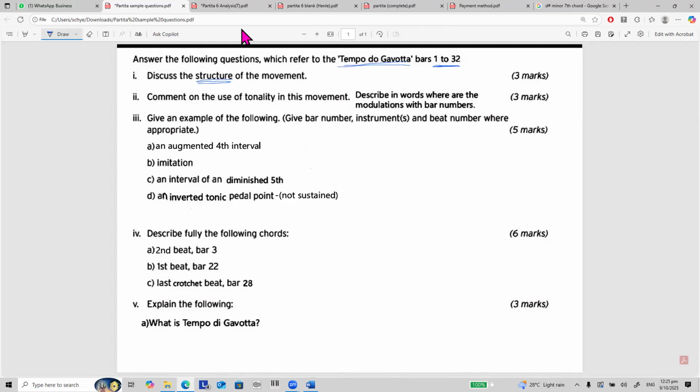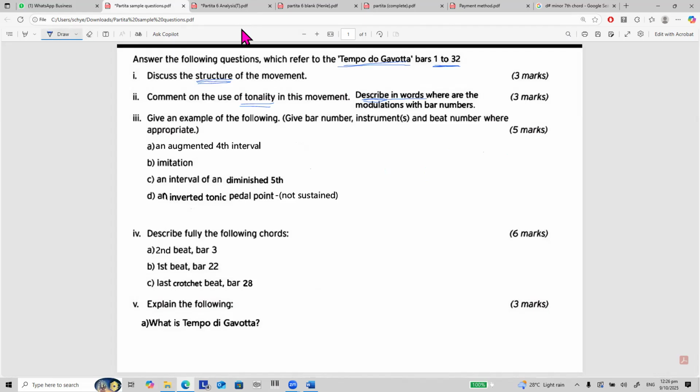Next is to comment on the use of tonality. For this one, I have remarked here, you need to describe in words where the modulations are with bar numbers. For example, bar 1 to 10, it's something major, or 11 to 15, and what key does it modulate to? So you need to list out the modulations from bar to bar in detail for this question. And we'll cover this later also.